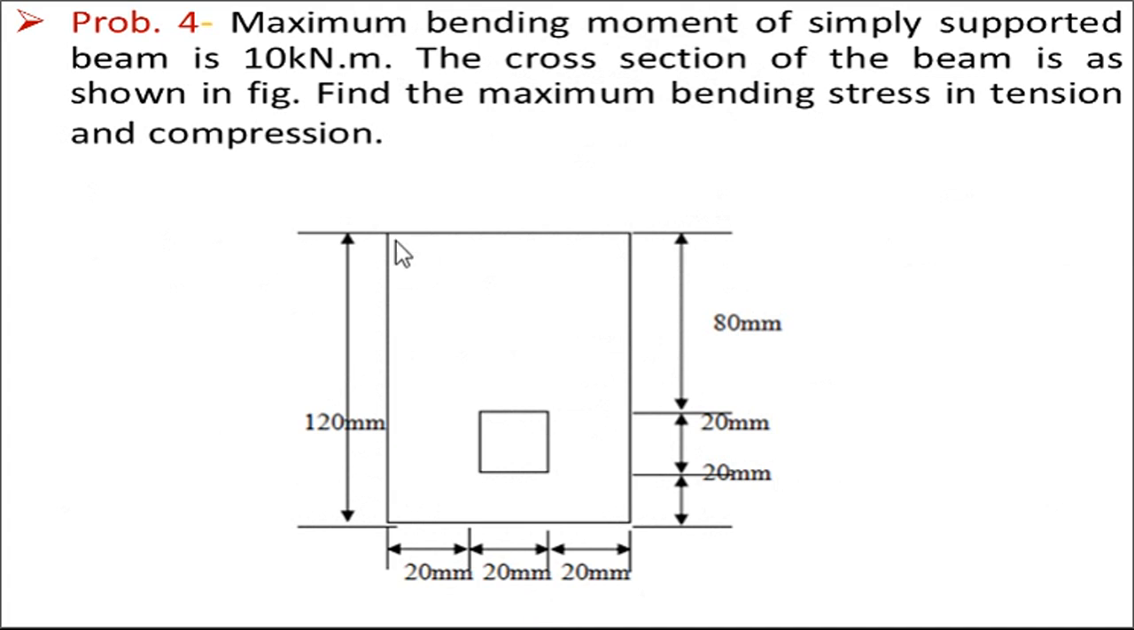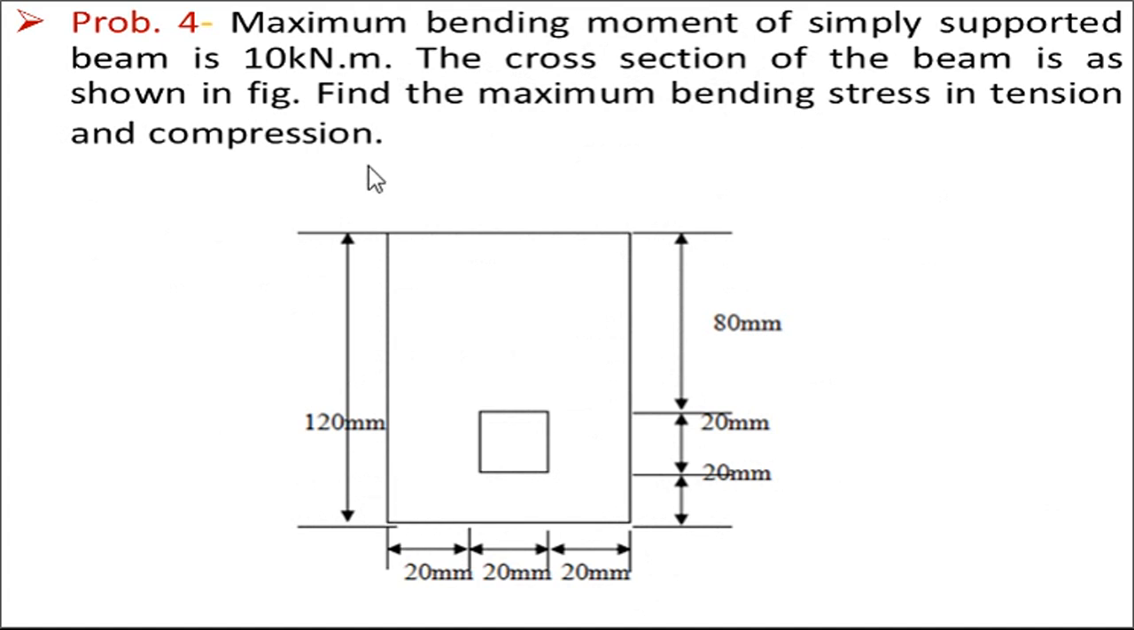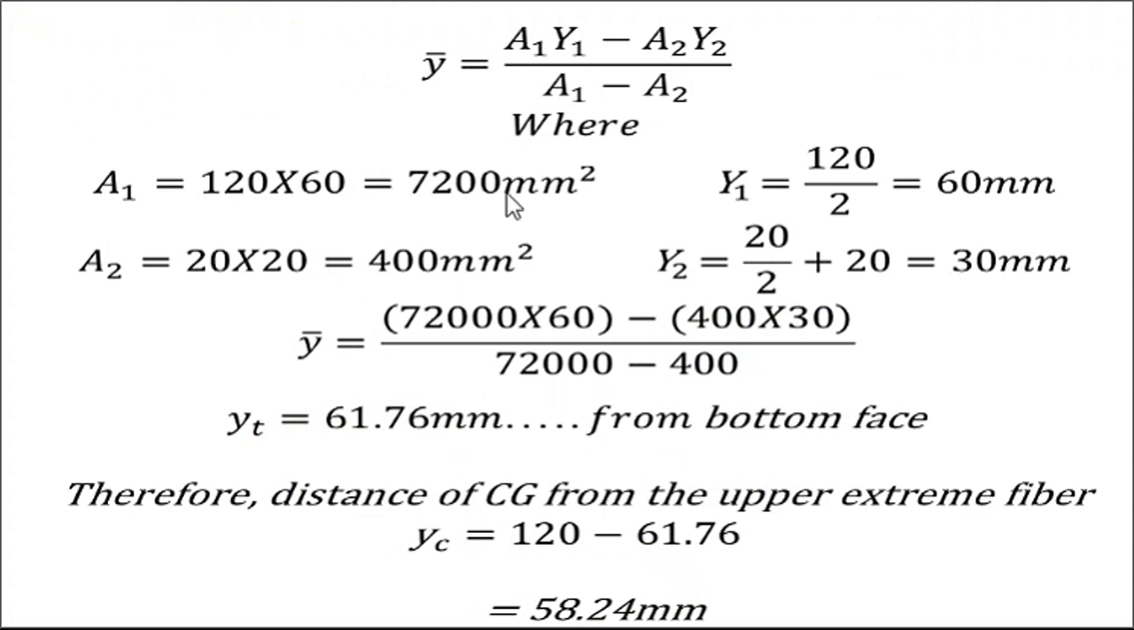You can see here, this is the total section of the beam. It is a rectangular shape and there is a small hole. So you have to subtract this small hole from the total section, so that we get the actual location of the neutral axis. So first of all, a1 is the area of cross section of this rectangular section of the beam. You can see 120 and 60: 120 is the height and 60 is the breadth of this section. So we get the area 7200 mm square.